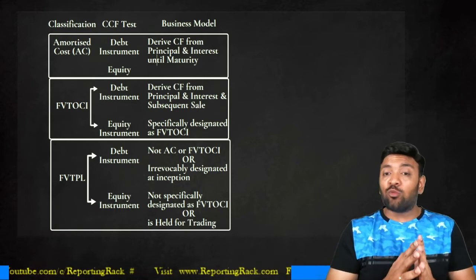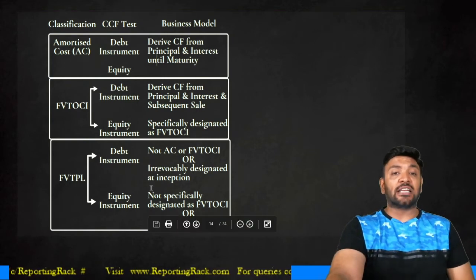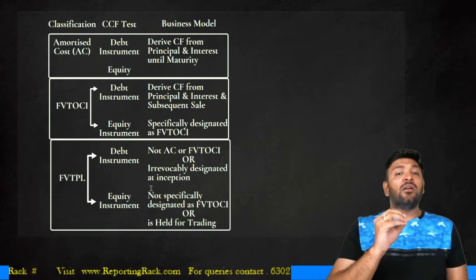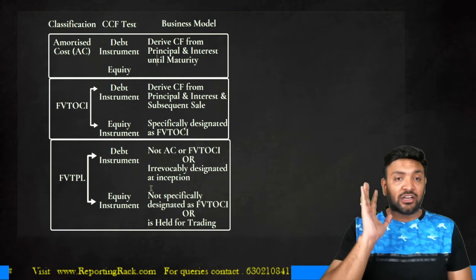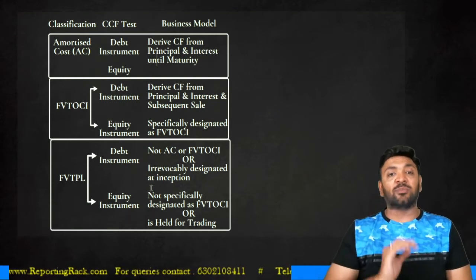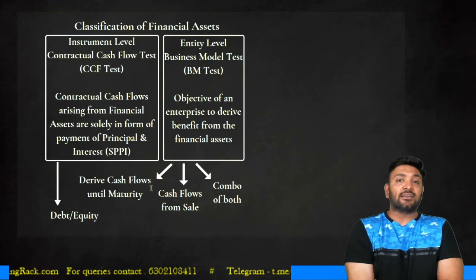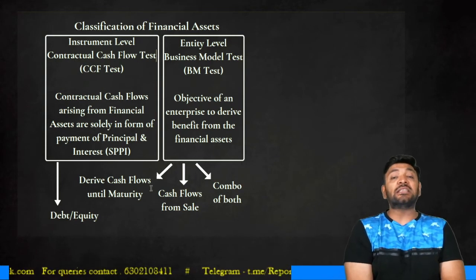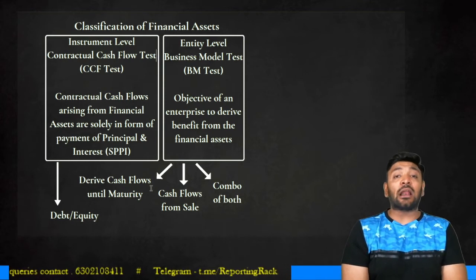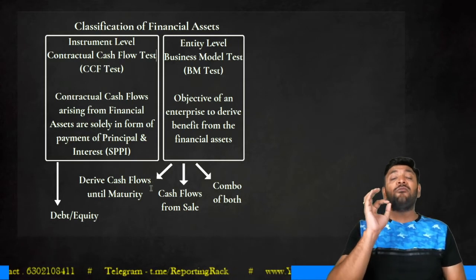Yes, guys. So I'll repeat what I just said. I was discussing the concept of classification of financial assets. And I told you, classification is the underlying principle which gives rise to your measurement and recognition. That's why we have to understand classification before we get into recognition and measurement. Under classification, I told you that we apply two types of tests. First one is called the instrument level test. Under an instrument level test, I need to understand the nature of the instrument, the nature of the financial asset.